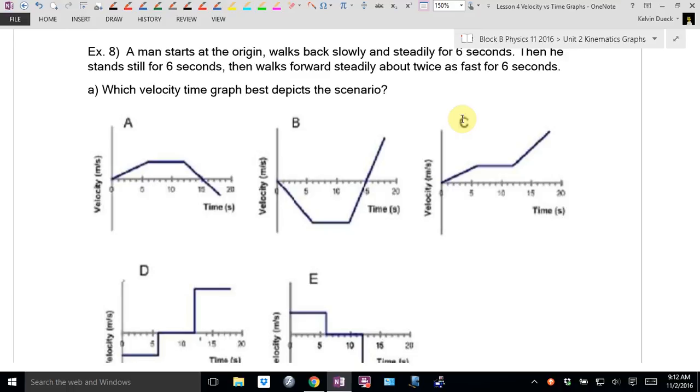A man starts at the origin, walks back slowly and steadily for 6 seconds. Then he stands still for 6 seconds, then walks forward steadily about twice as fast for 6 seconds. Which graph best depicts that scenario? A man starts at the origin, walks backwards slowly and steadily for 6 seconds. Then he stands still for 6 seconds, walks forward steadily about twice as fast for 6 seconds.